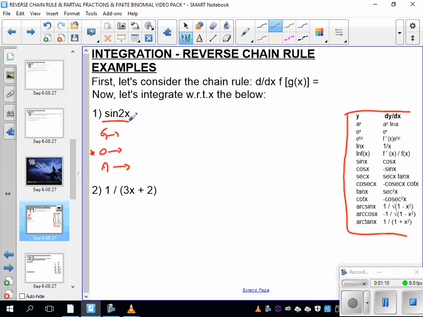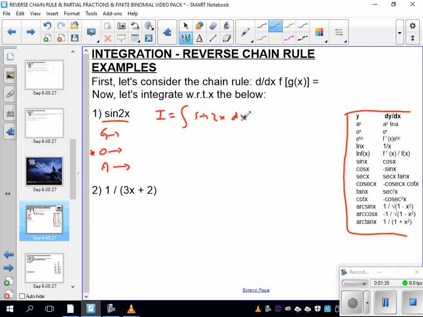So let's see what we've got here, sine 2x. So how do I start an integral? I'm always going to write I equals, so I'm going to let I equal the integral of sine 2x. Remember we have to put the dx in there, so sine 2x dx.